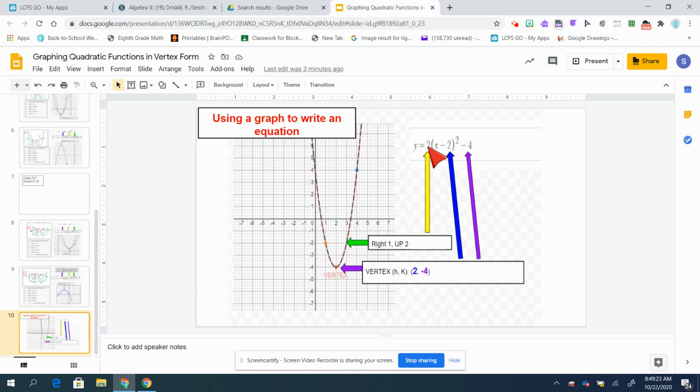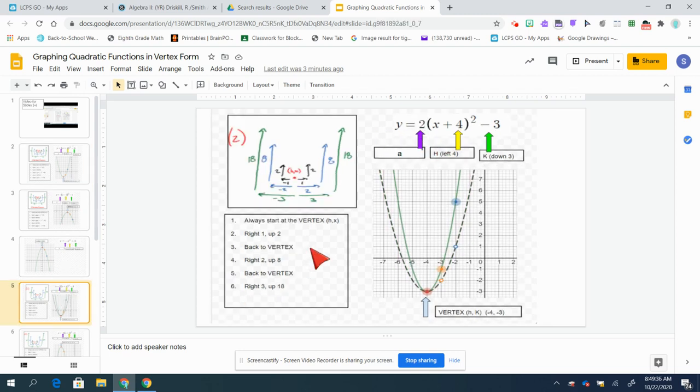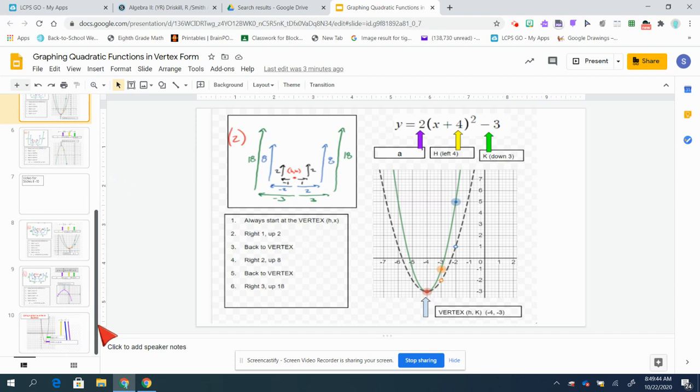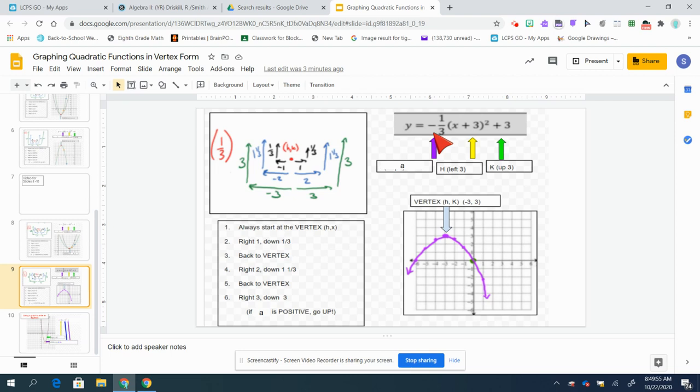Now we're going to move on to the a value. So we can see our second point here. We went right 1 up 2. So if we go back to this graph, we can see that right 1 up 2 is when our a value is 2. We can even look at the graph and we see that it is skinny, so that is a vertical stretch. Remember, you're excited to have more money. If it were a fraction, the graph would be wider, a vertical compression.